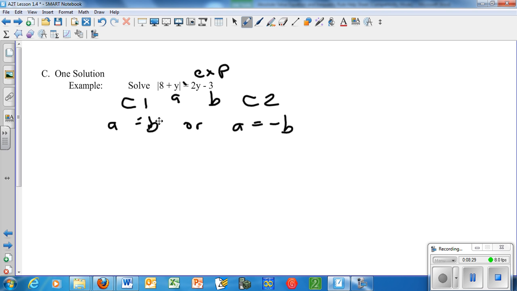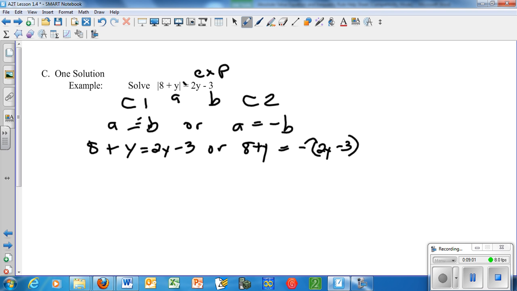Now in this case, there's our A, 8 plus y, so we're going to put 8 plus y, and that's going to equal the B, which is the expression 2y minus 3. Or A, which is our 8 plus y, is going to equal the opposite of that expression. So I want the opposite of the quantity 2y minus 3. Now, notice what you have to do here. You have to distribute that opposite sign. So this is going to remain 8 plus y, and that's equal to, what that does is change both those signs, so negative 2y plus 3.